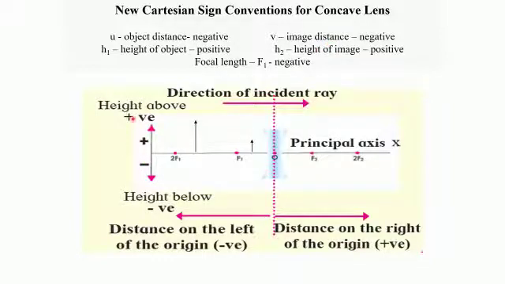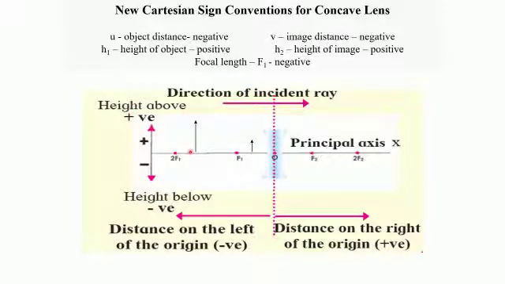Secondly, height of the object. The object is always kept on the left hand side. Rays of light are always incident from the left hand side, and all distances that are perpendicular to the principal axis and measured upwards are positive. So if I have to measure the height of the object, this is what I'm going to measure, upward direction. So it will be positive. So height of the object is positive. The object is always kept upright on the principal axis. It is never upside down. So it is always going to be positive.